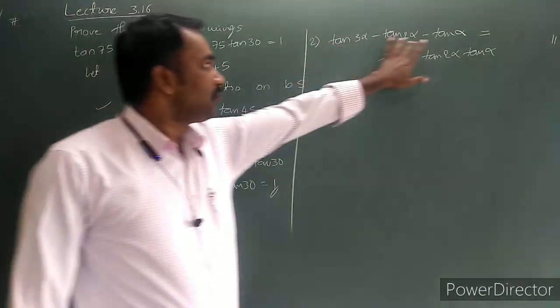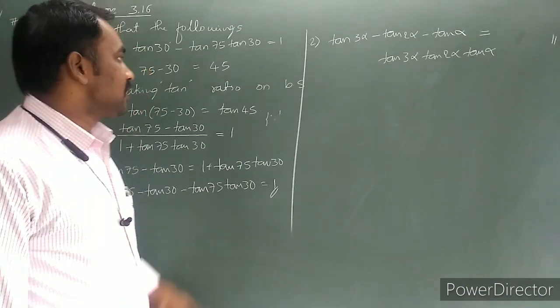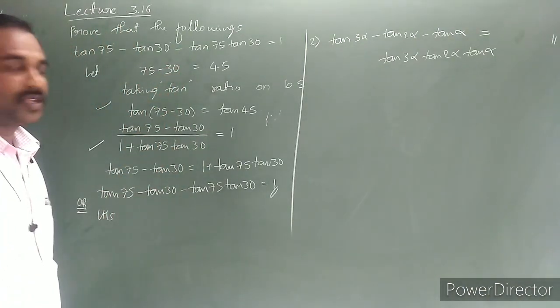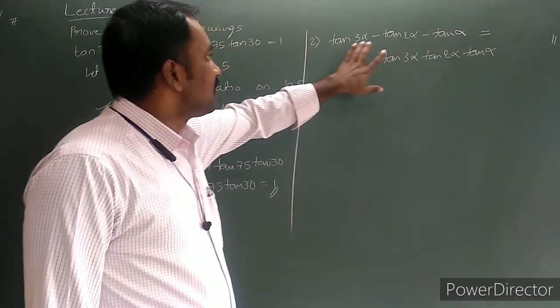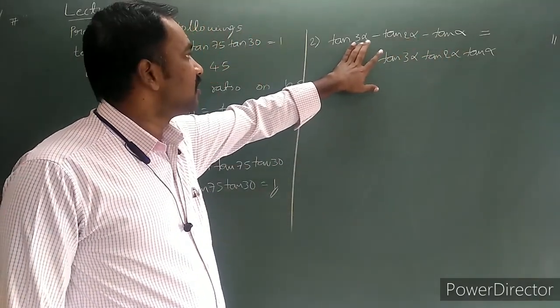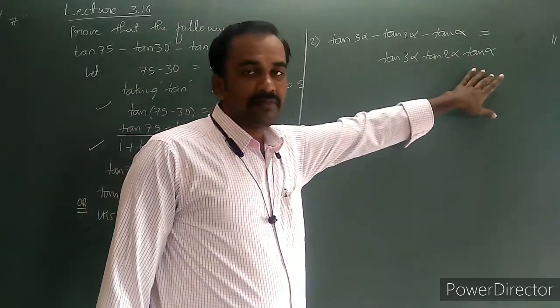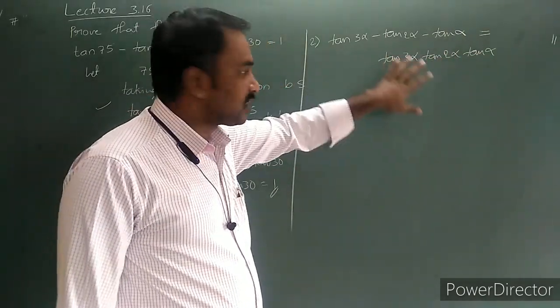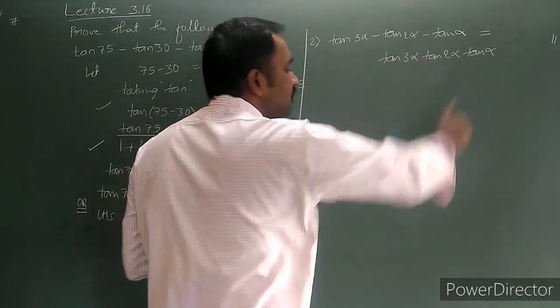In this case, we need to prove that LHS is equal to the RHS. Here also I am going to do the same thing, because tan 3 alpha minus tan 2 alpha minus tan alpha is there. Observe the angles: 3 alpha, 2 alpha, alpha are there. Here also 3 alpha, 2 alpha, alpha are there. Here a sum and difference is there, here a product is there. How to convert a sum and difference into a product?